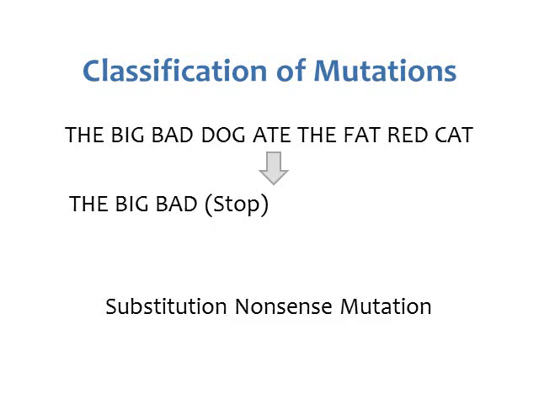Another type is a substitution nonsense mutation. This is when your sentence doesn't make sense. So we have the big bad dog ate the fat red cat. And we have a mutation where the word dog mutated into a stop codon. So now we just have the big bad and then the sentence stops. So we just had a simple substitution, but now our sentence doesn't make any sense. It's a nonsense. So our protein isn't created in full.